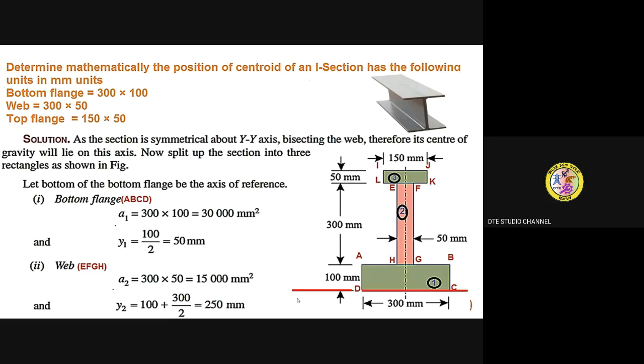First, write out the schematic, or just copy the image as it is. The given I section has a bottom flange of 300 into 100, so I'm going to draw this bottom flange. Next, the given web is there. So mark it on the given cross section, bottom flange of 300 by 100. So this is 300, all units are in mm, and this is 100 as given in the data.